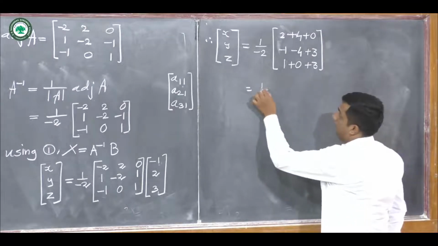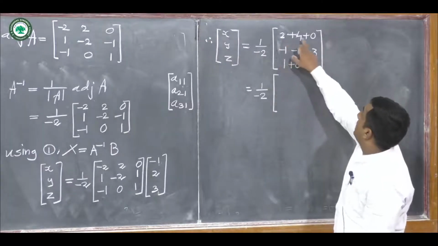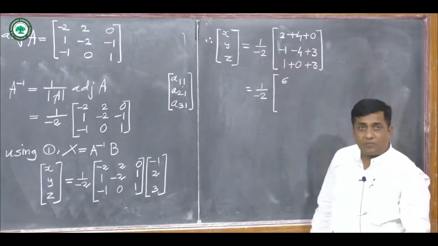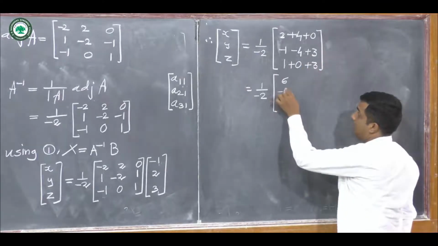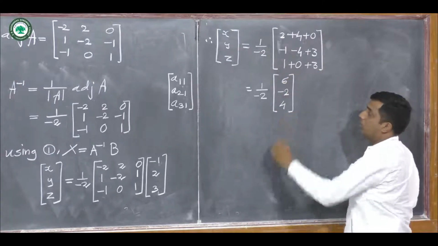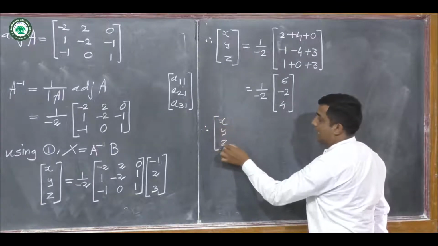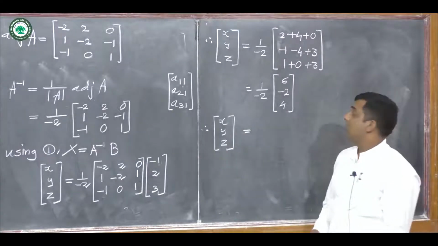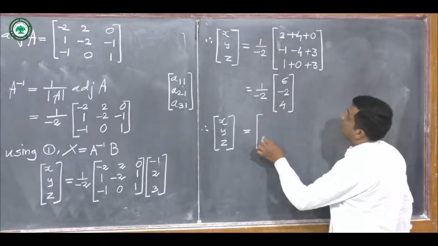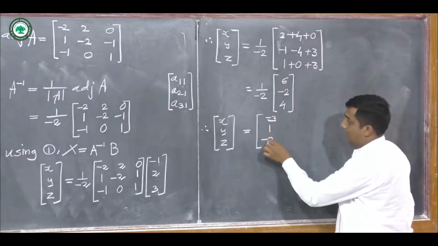Now this is equal to 1 upon minus 2, and inside the matrix we have 2 plus 4, which is 6. Next, minus 1 minus 4 is minus 5, and minus 5 plus 3 is minus 2. Then for the last, 1 plus 3 is 4. So this is our matrix. On the LHS we have x, y and z. Now we divide each element by minus 2, so we get minus 3, then 1, then minus 2.